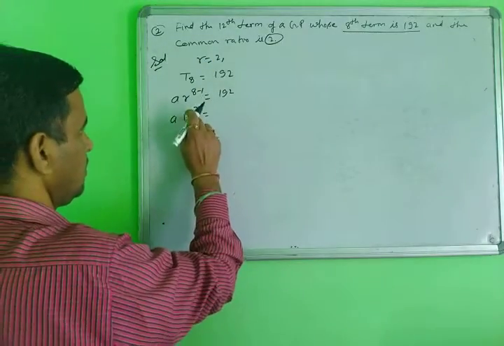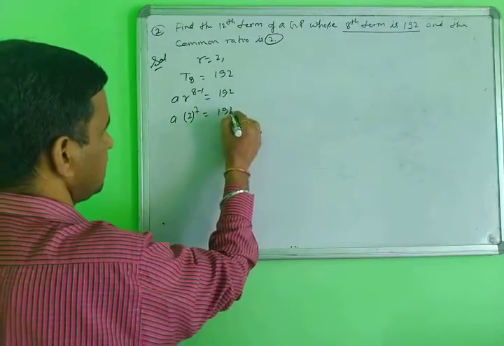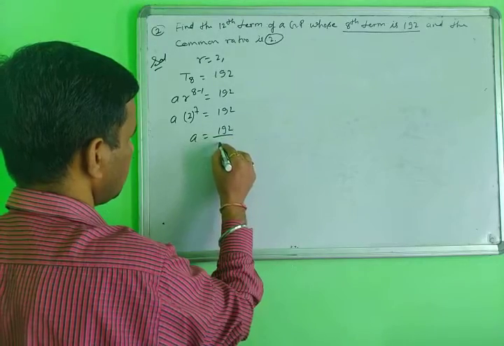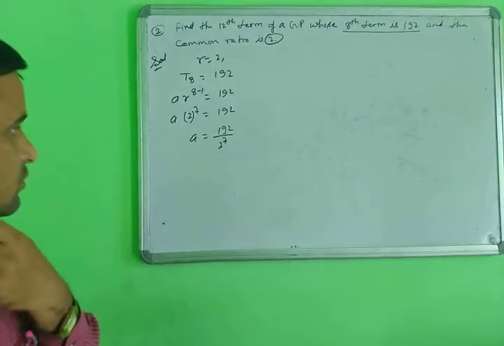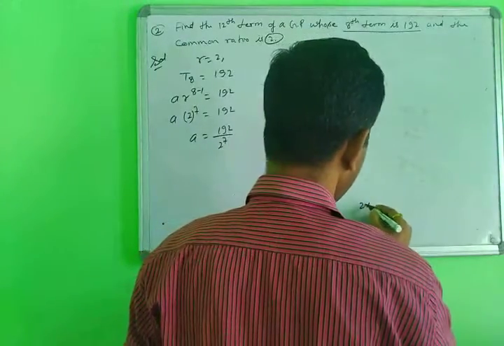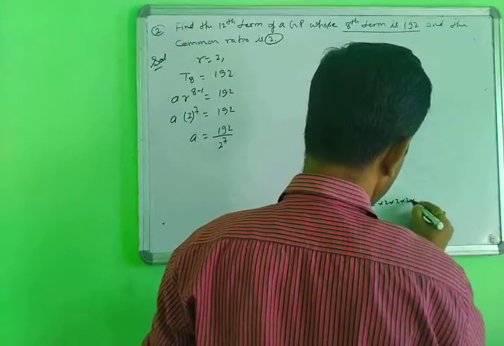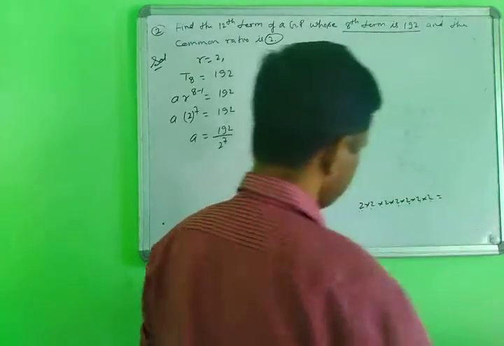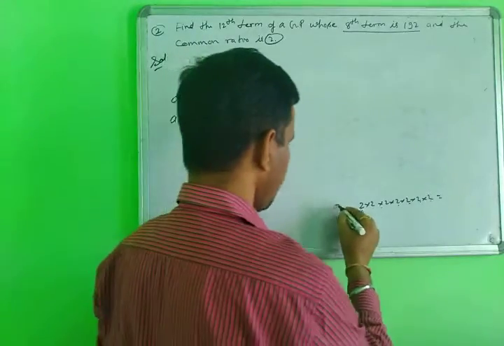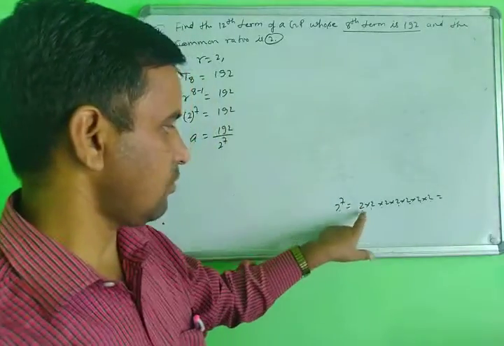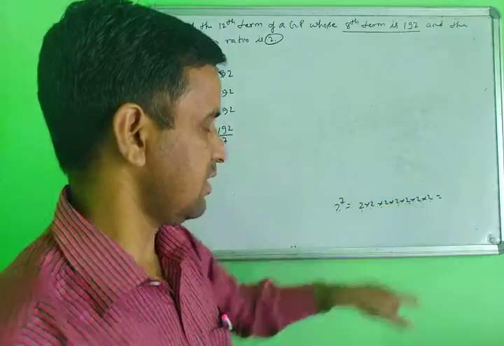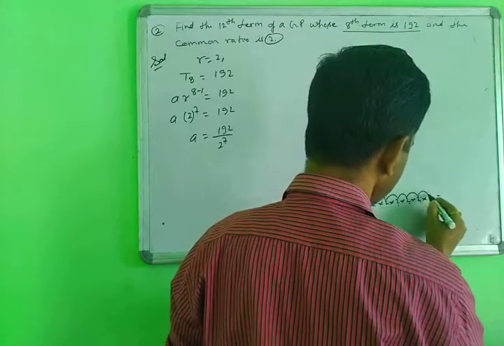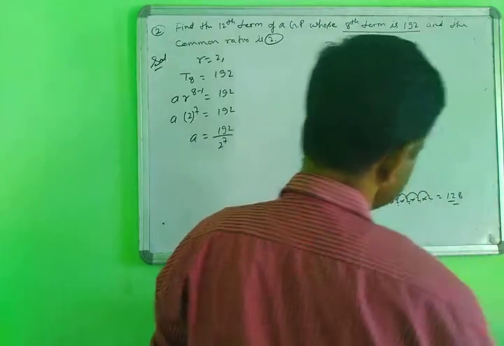Then you can put it here: A equal to 192 upon 2 exponent 7. What is the value of 2 exponent 7? 2 exponent 7 means multiply 2 seven times: 1, 2, 3, 4, 5, 6, 7. Then 2 times 2 is 4, then 8, 16, 32, 64, 128. This is the answer, 128.